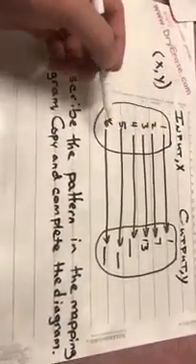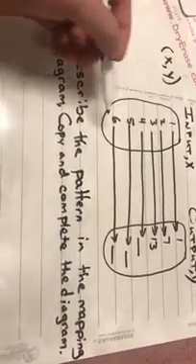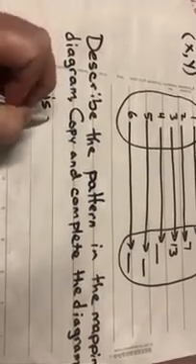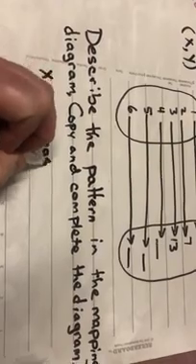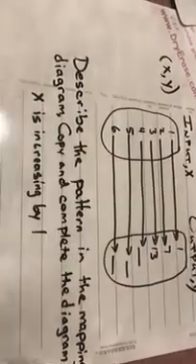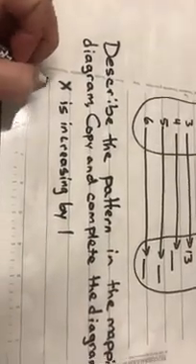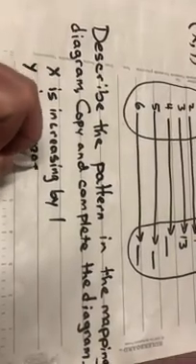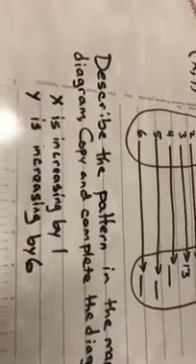So for my pattern for x, I would see that x is increasing by 1. I would write that down on my paper. Now for y, I see 1, then 7, then 13. Well, I know that 1 plus 6 is 7, and 7 plus 6 is 13. So I'm able to see that y, or my output, is increasing by 6.